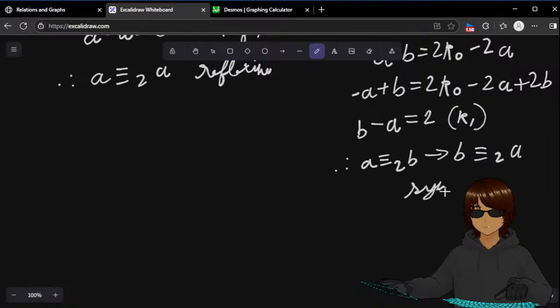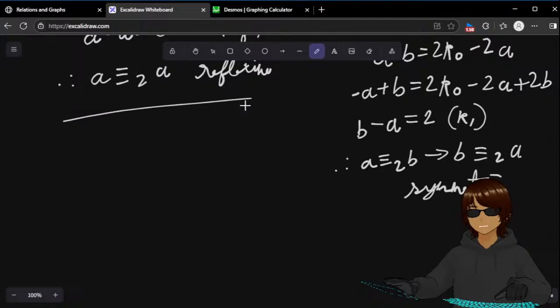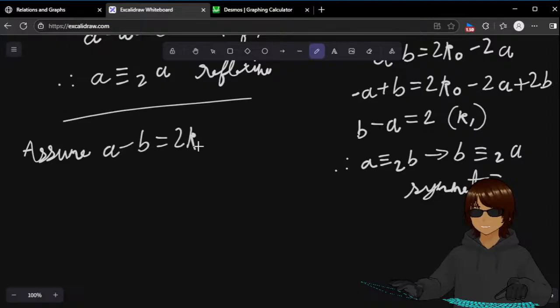This is symmetric. So symmetric is done, transitive is done. We have, sorry, transitive is not done. Assume A minus B is equal to 2k1 and B minus C is equal to 2k2.